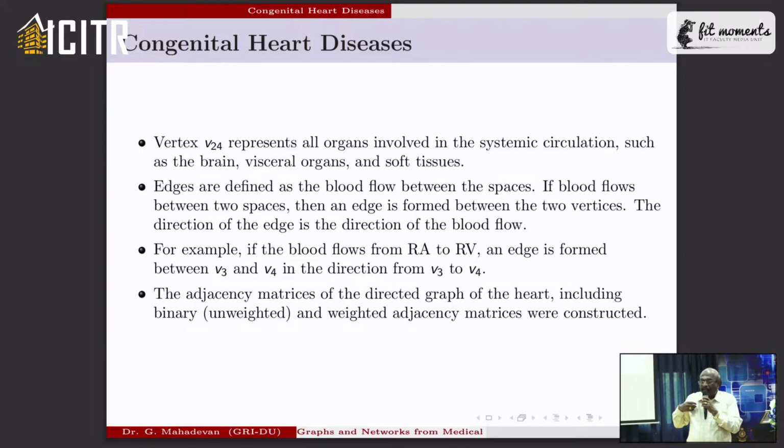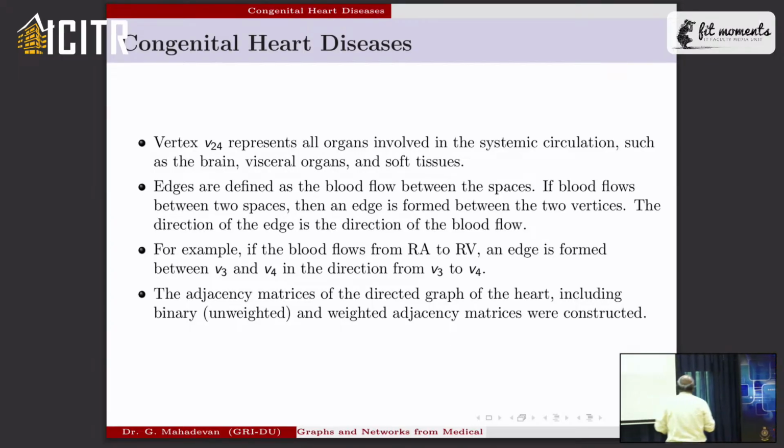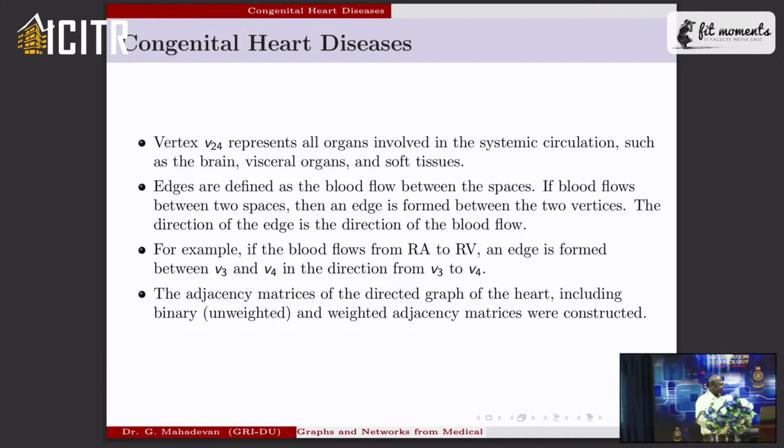If your blood is flowing from one part to another part, put an arrow mark. These are the technical terms of the vertices. If your blood is flowing from one part to another, you can join an edge. In this way, you can obtain a beautiful graph theoretical structure.